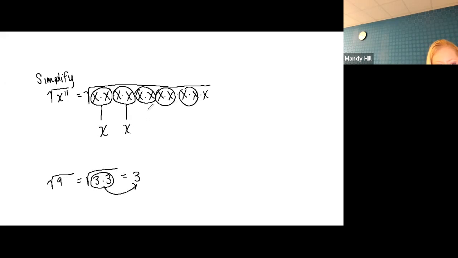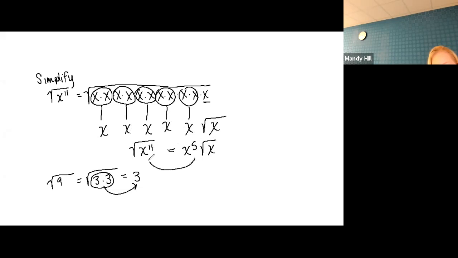I can pull out an x for this group. Can pull out an x for this group. Can pull out an x for this group. I can pull out an x for this group. And I have this one left. So I have 1 underneath the radical sign left. So x times x times x times x times x, we have 5 of them. So that would be x to the 5th power times the square root of x. So when we reduce x to the 11th, it turns into this.